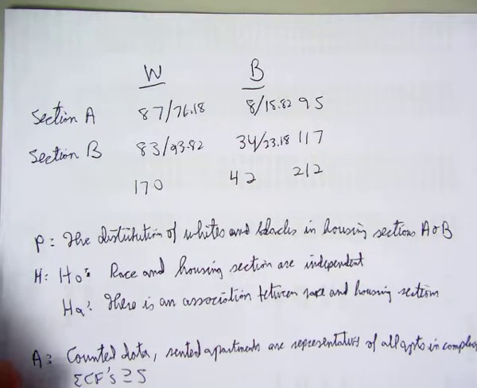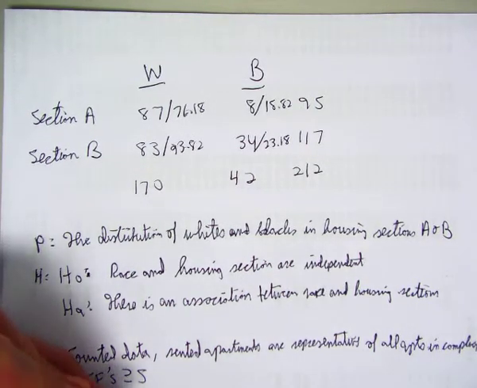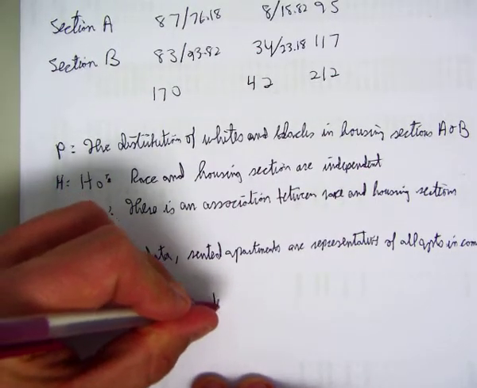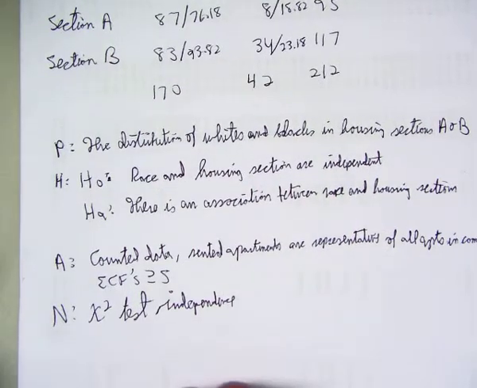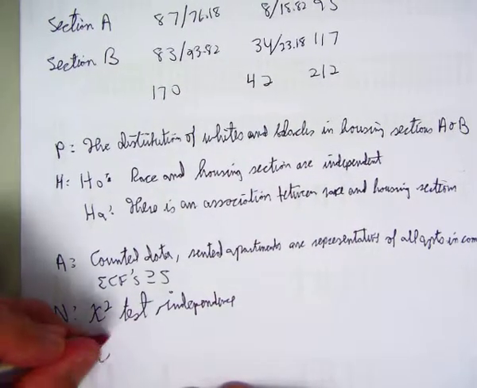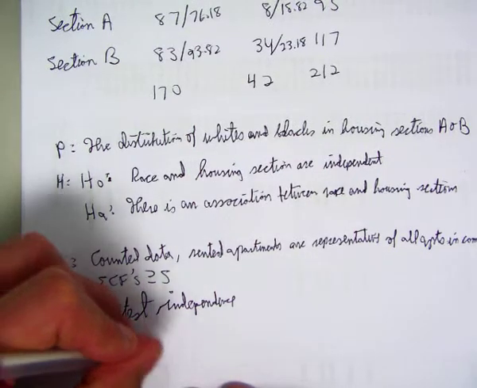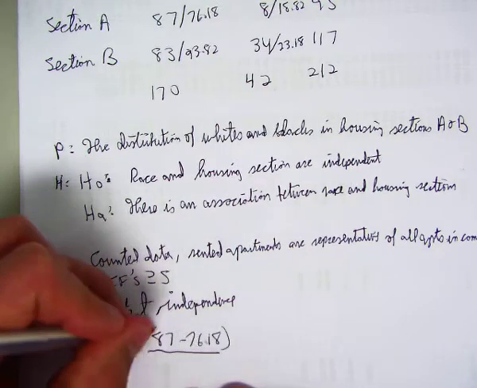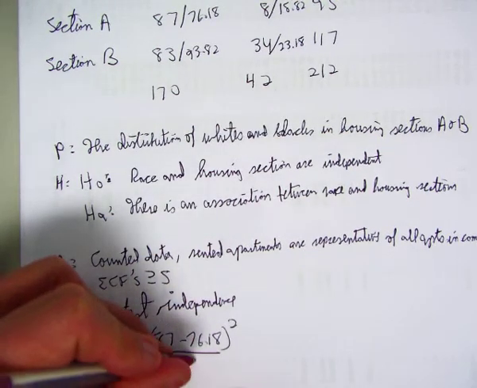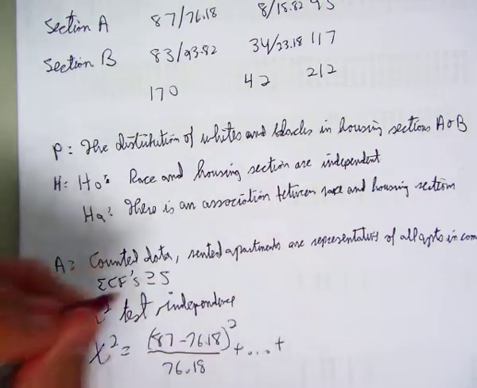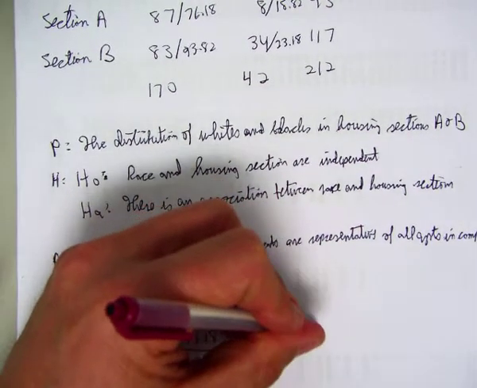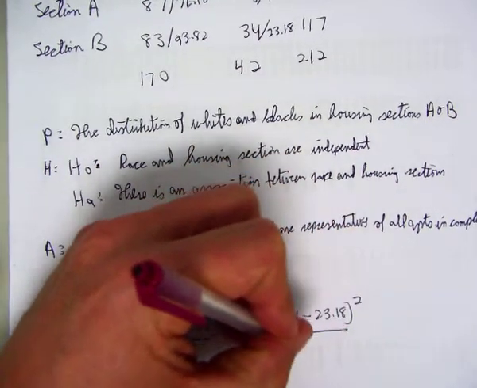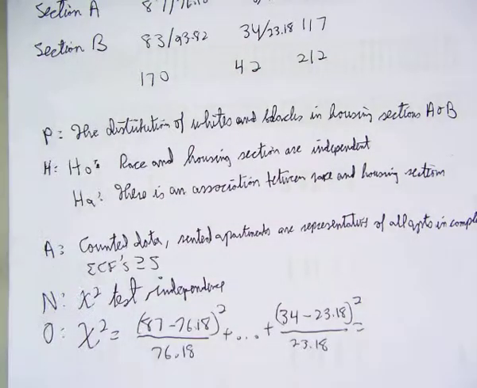Okay. Name the test. It's a chi-square test for independence. And then the obtain P part. So chi-squared is observed. So I'm doing section A white minus expected, quantity squared over expected, plus all the way to the section B black, 34 minus 23.18, quantity squared over 23.18. Okay, so we got our work shown.